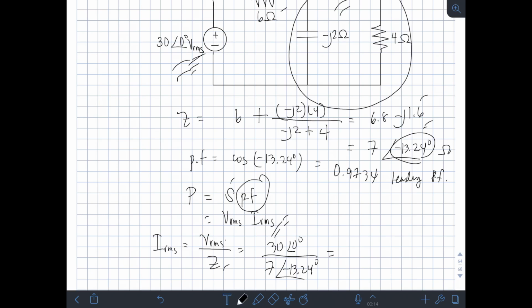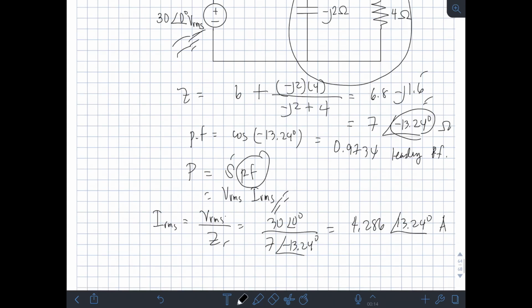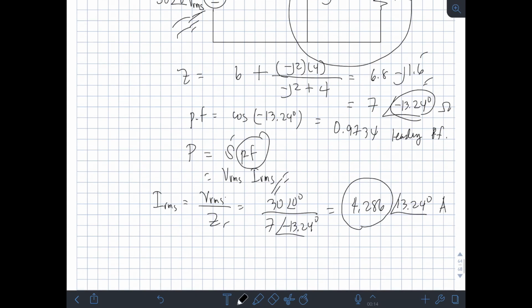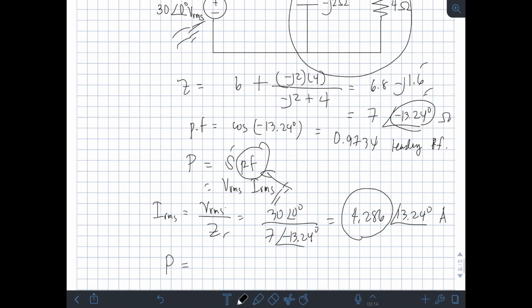Okay? So, using calculator, in polar form, ano yung value ng IRMS natin? 4.286 angle 13.24 degree amps. Okay, so yung magnitude ng IRMS natin is ito. So, pwede na natin i-plug in dito sa P. So, average power is equal to VRMS, value niya is 30, times, yung IRMS is 4.286, times power factor na nakuha natin, right? 0.9734. So, using calculator, our average power is equal to 125 watts.